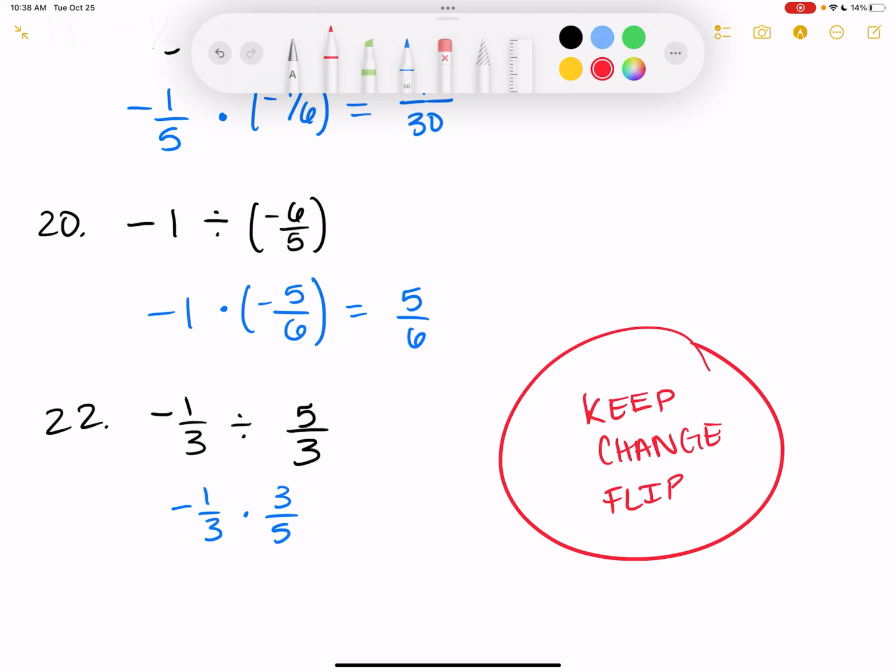Okay, well, now that we've cleared that up, what would this be then? Would you take away the 3? Yep, the 3's cancel, so you have what? Negative 1/5. Yep. Fantastic.